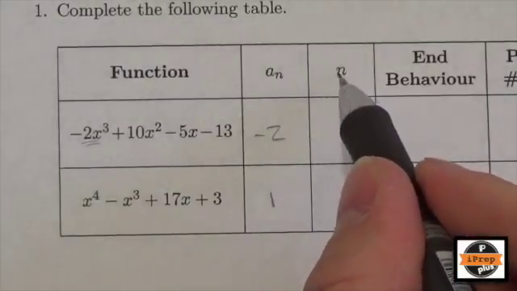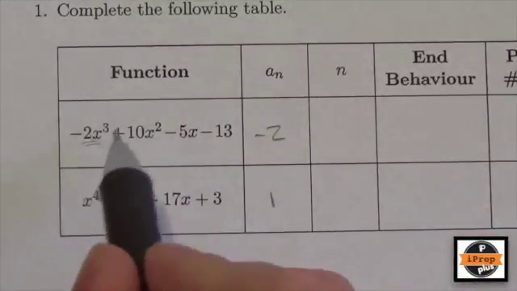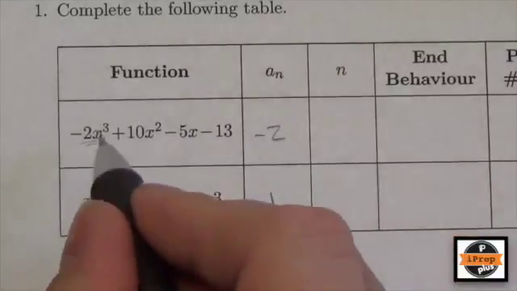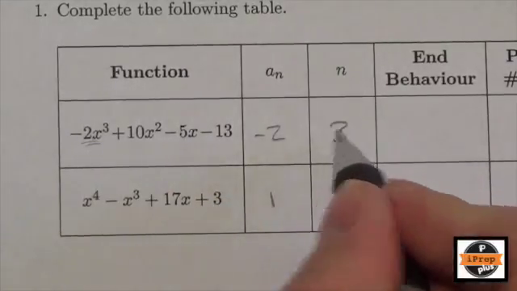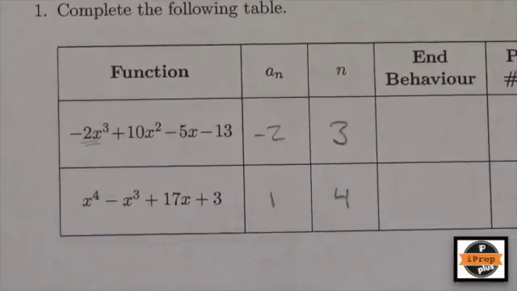So the n refers to the degree, and the degree of the function is going to be the degree of the term with the highest degree. In this case, this is going to be 3. This is a cubic. And this one here, the highest degree is the fourth. This is going to be a quartic.